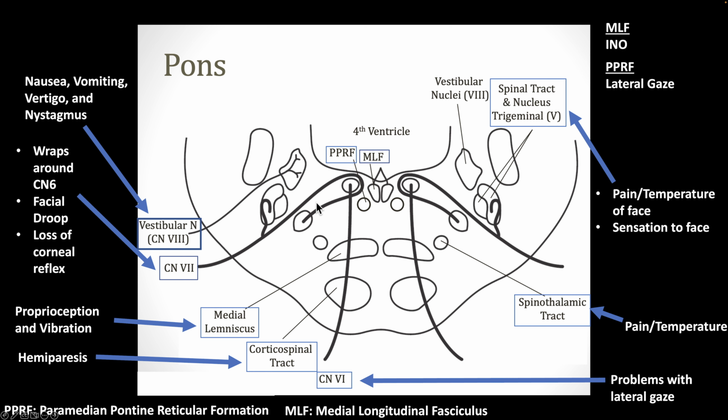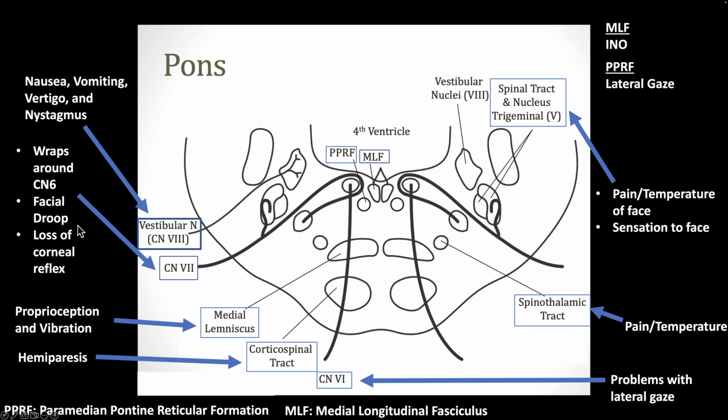Now, we're going to shift down, go into the pons, and take a look at it. So a couple more new cranial nerves. You're going to get the vestibular nerve here, cranial nerve number 8. So if there's a problem there, you're going to get nausea, vomiting, vertigo, nystagmus. Here's something cool. As you can see, cranial nerve number 6 comes in and wraps around this specific nucleus, which is really interesting. We'll talk about it here.